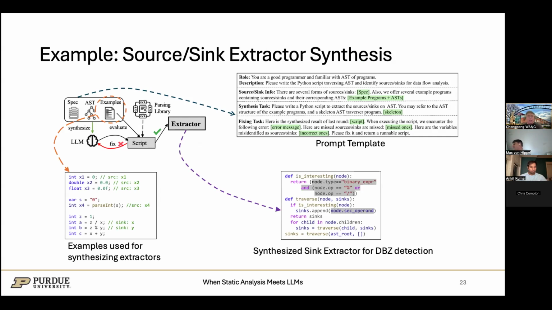And we apply these two kinds of extractors to the whole code base to extract the sources and sinks. And of course, it is just a one-time effort. If we use the LLM to identify the sources and sinks directly on a huge code base, it's very expensive. But as long as we synthesize such extractors, the extractors can be reused. So this one-time effort lets us spend a very low token cost on this.